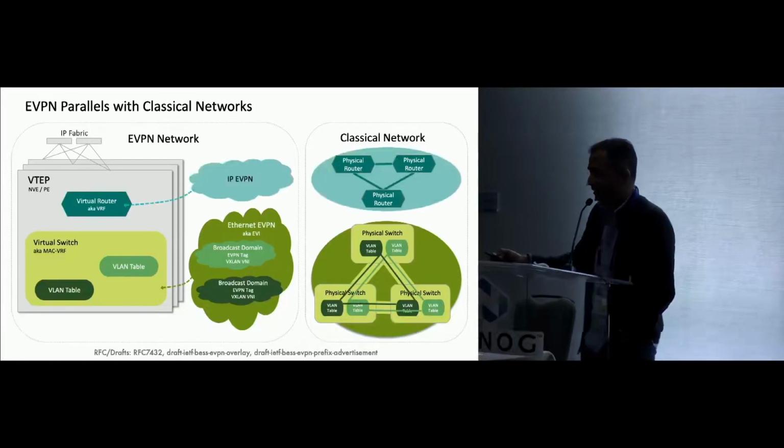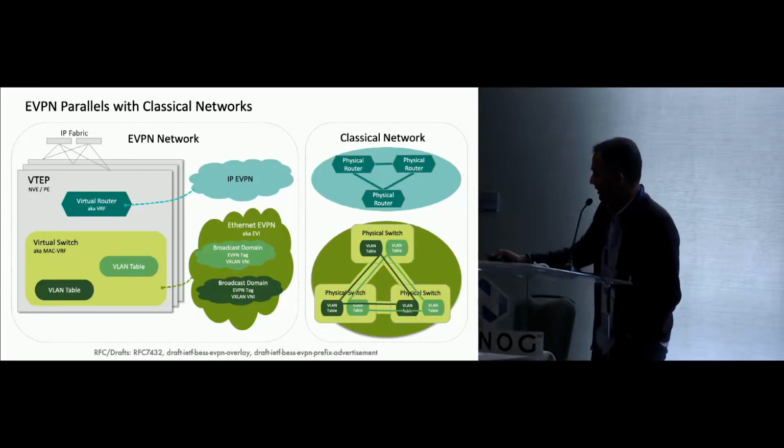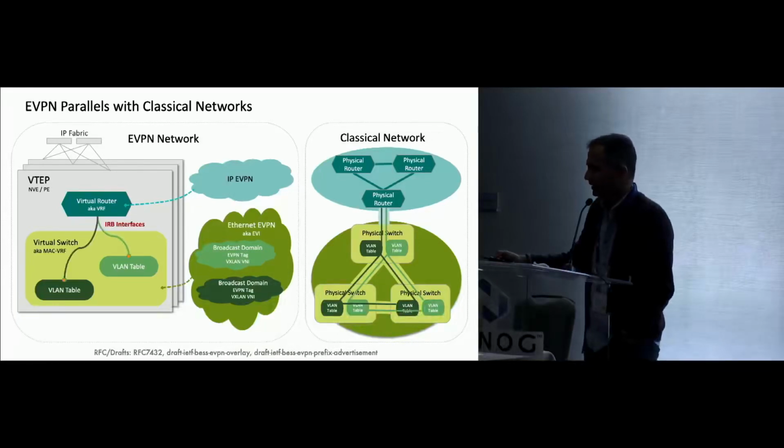And then in the classical network, you have physical routers connected by physical ports, with OSPF or BGP used for route exchange. In the EVPN network, you have virtual routers exchanging routing information with each other using the MP-BGP control plane over BGP. And finally, you have a connection between the routed network and the bridge network on the right, with a physical interface on the left, using an integrated routing and bridging interface.